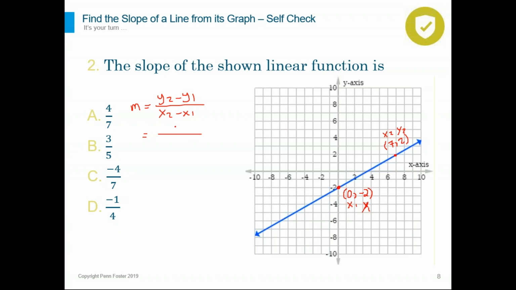So y2 is 2. And then you have minus -2. And then on the bottom, x2 is 7 minus 0. 2 minus -2 is the same as 2 plus 2, which is 4. 7 minus nothing is itself, 7. The slope is 4/7. It's a positive slope, and it makes sense because the graph of the line goes up as we go from left to right on the x-axis. So it goes upwards, and it makes sense.